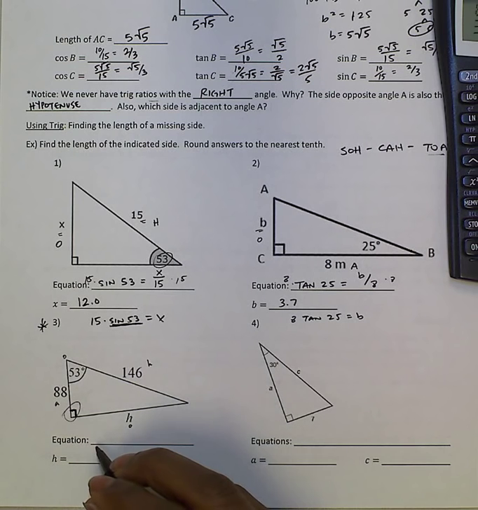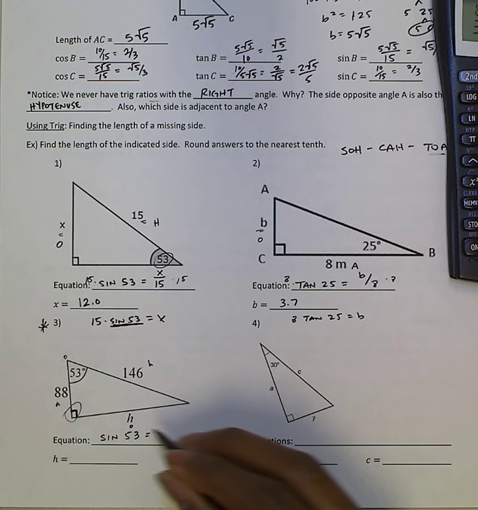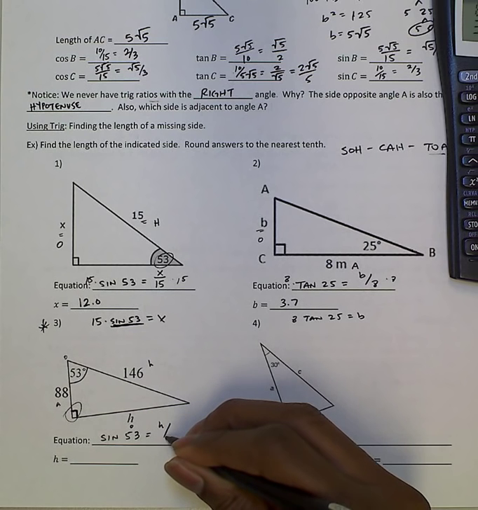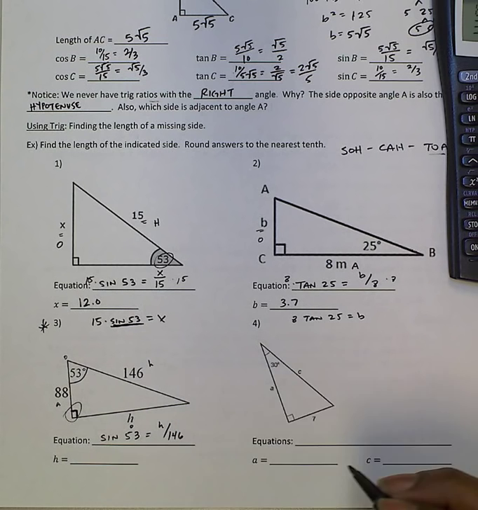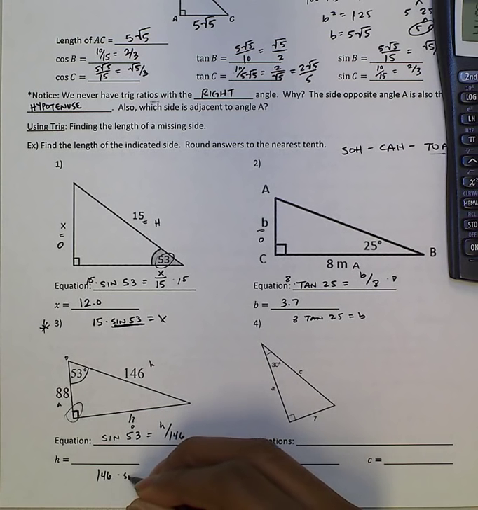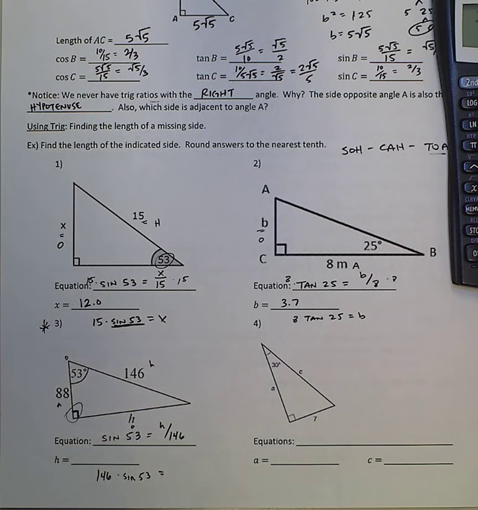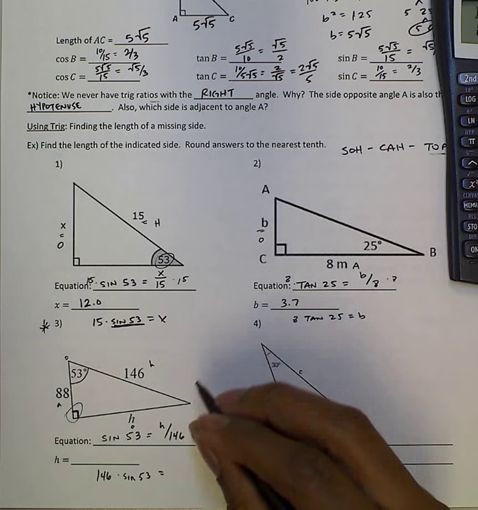Or have I not done cosine? Oh yeah, I like sine. So I'll do sine of 53 equals the opposite, H, over the hypotenuse, 146. Okay, and I'll do 146 times sine 53. And that gives me 116.6.